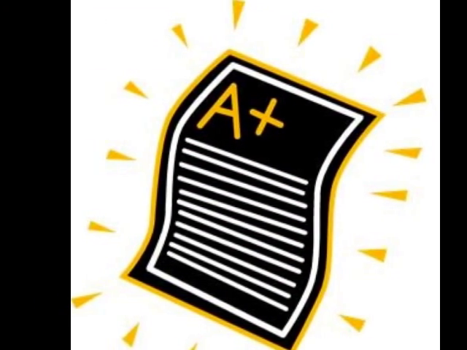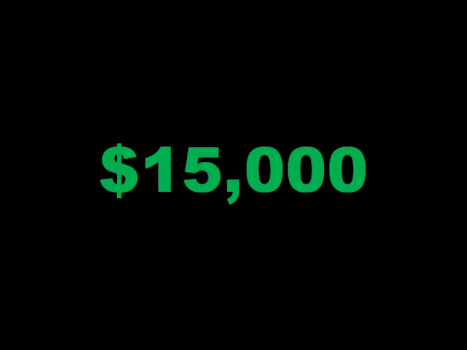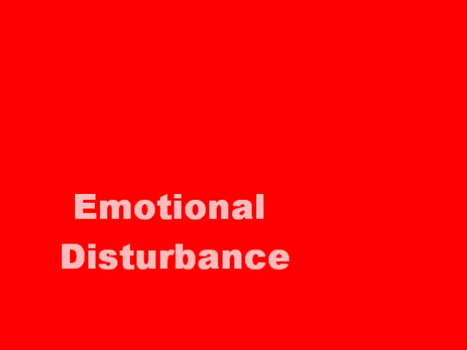Because of the outcome, John and Jane Doe decided to take legal action against Michael Withers. The Doe family received $15,000 from Michael Withers because of his lack of compliance. They wanted even more to cover legal fees and emotional disturbance to their child. Either way, Withers was found guilty.